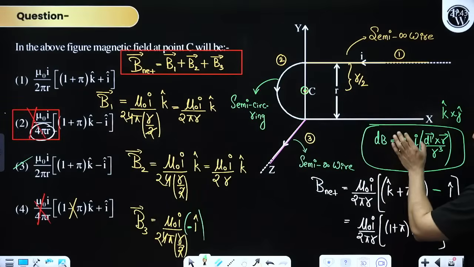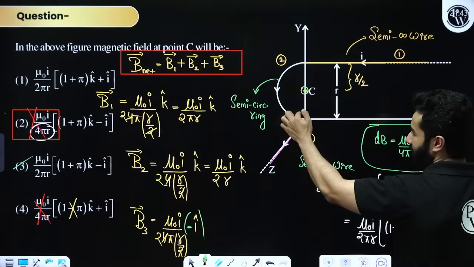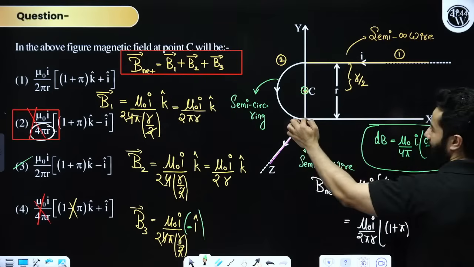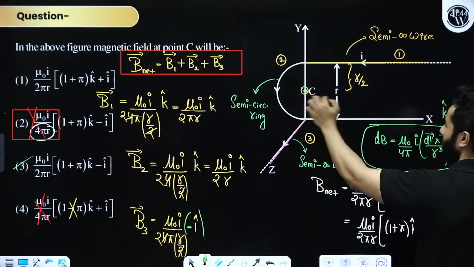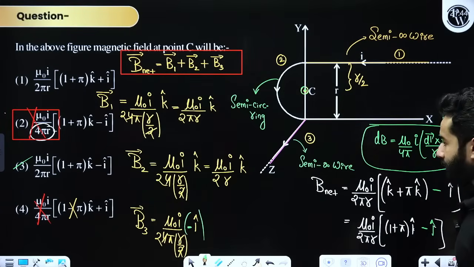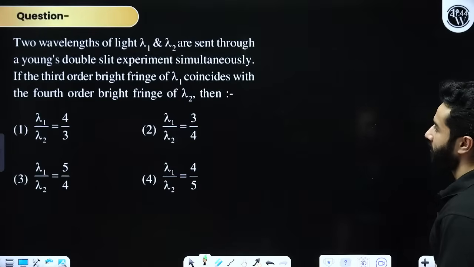So we have used the same thing. This current element is in K cap, and your R vector is in J cap. So K cap cross J cap is minus I cap. Absolutely correct. Clear? Now everything's fine. Any doubt, dosto? Moving on to the next one.